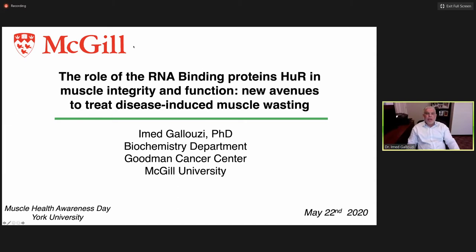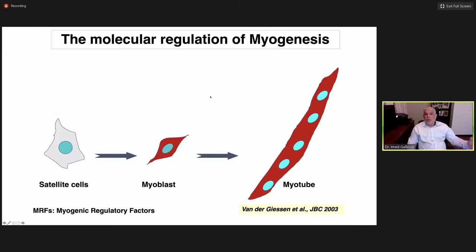So today, what I want to share with you is a recent observation in the lab about the role of an RNA binding protein, in particular this protein HuR, which my lab was built on 20 years ago, and its role in muscle function and muscle integrity. I'm assuming, based on the great work David is doing at the Muscle Institute, you all know muscle fiber formation, the mechanism, but let me remind you quickly.